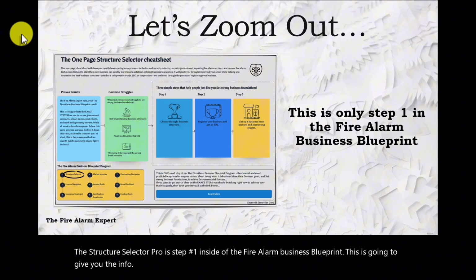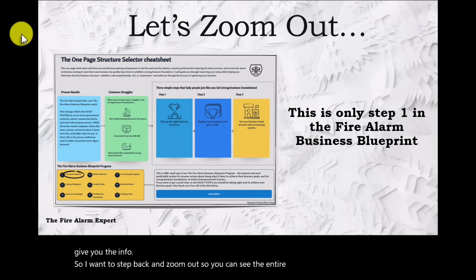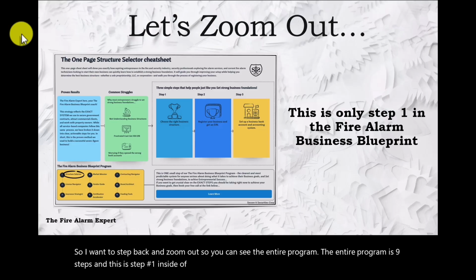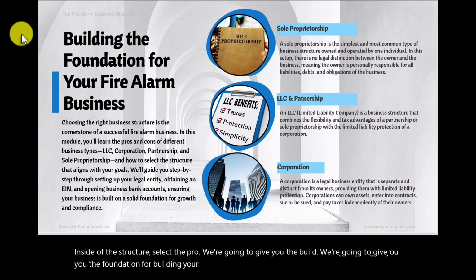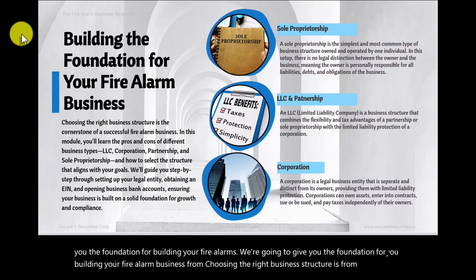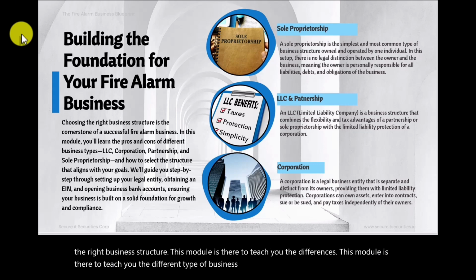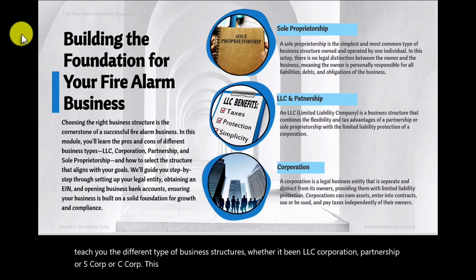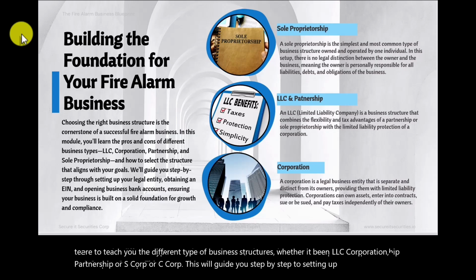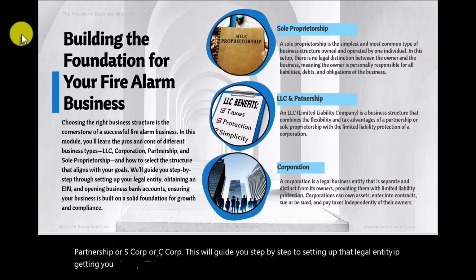So I want to step back and zoom out so you can see the entire program is 9 steps, and this is step number 1 inside of the Fire Alarm Business Blueprint. Inside of the Structure Selector Pro, we're going to give you the foundation for building your fire alarm business. From choosing the right business structure, this module is there to teach you the different types of business structures, whether it be an LLC, corporation, partnership, or S Corp or C Corp. This will guide you step by step to setting up that legal entity, getting your EIN, and opening the right business bank accounts.